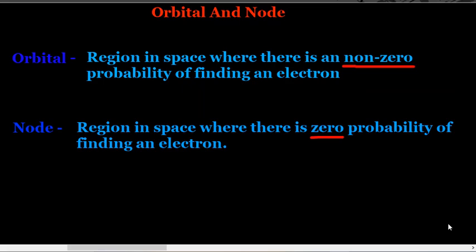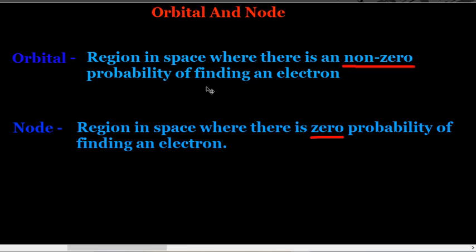As we have already learned about the boundary surface plot, here we will learn about two different terms which tell us where the electron can be found and where it cannot be. The two terms are orbital and node. An orbital is a region in space where there is a non-zero probability of finding the electron. The probability may be greater or lower. A node is a region in space where there is zero probability of finding an electron. So in a node we will never find an electron, whereas in an orbital we will find an electron in various amounts. In some places we will have a greater probability, whereas in some we will have a lesser probability.